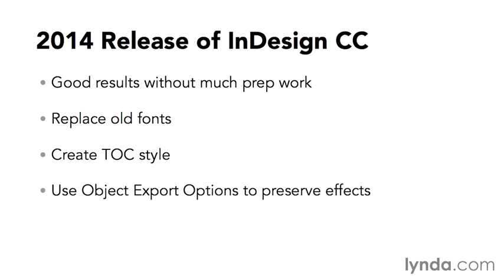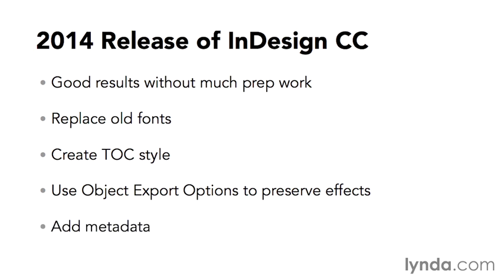If you've applied various blending modes or reduced the opacity of objects, you might see some unexpected results in the EPUB. If this happens, go back to InDesign, select the object and choose Object Export Options, and specify Custom Rasterization Settings.